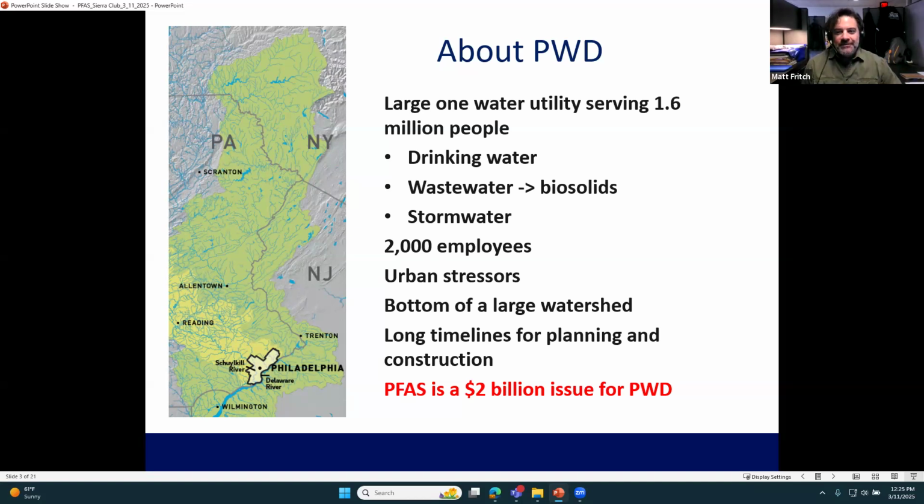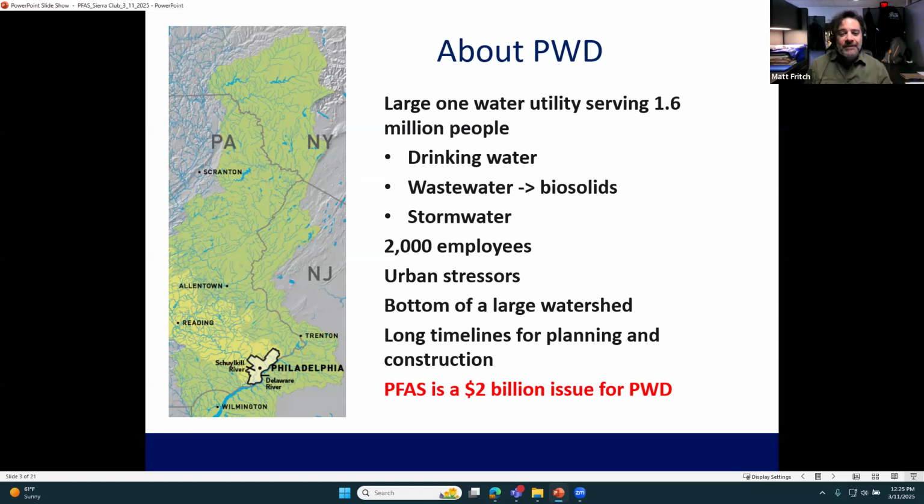We are a big city. We have urban stressors on our streams and in our watershed. So we're at the bottom of a very large watershed, the Delaware and the Schuylkill watersheds. So we don't really have control of everything that's coming down. And I'm sure many of you already have an understanding of watershed mechanics and how things flow from upstream to downstream. So we're the recipient of a lot of things coming down to us.